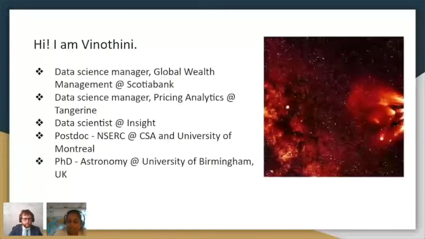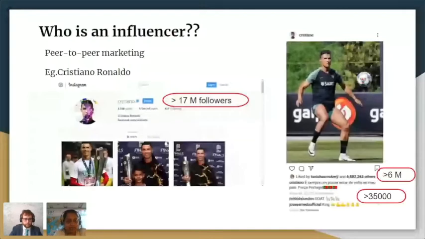So going forward, this is a project that I did for my Insight. The project is Influencer AI. I'm sure in the last 2 years, many of us are much more aware of who an influencer is. So here is a quick introduction. It is peer-to-peer marketing, and this is done on social media of different types. Here I have an example of Cristiano's Instagram page, which had at that point in time, a couple of years back, about 17 million followers, and some of his posts have more than 6 million interactions.